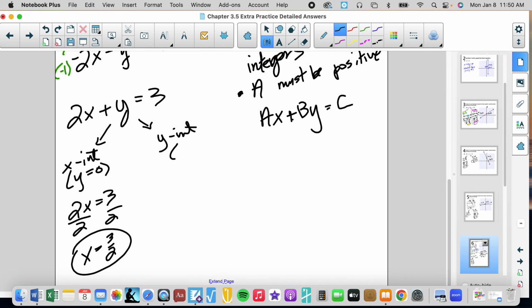And if I plug in 0 for x, it gets rid of that term and leaves me with y equals 3. So my x-intercept is 3/2. That's going to be 1.5. And my y-intercept is 3. 1, 2, 3. I have my 2 points. Let's make my line.